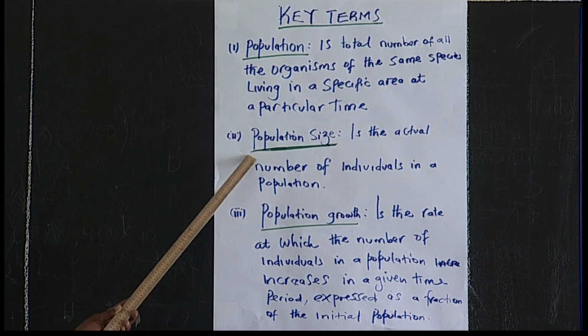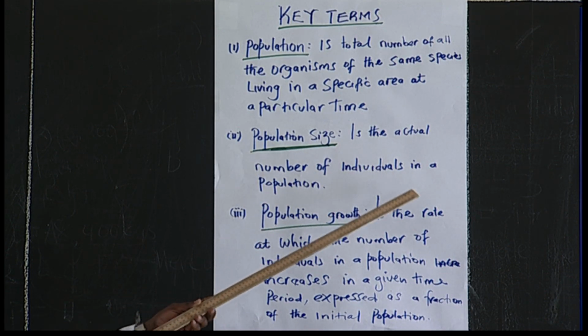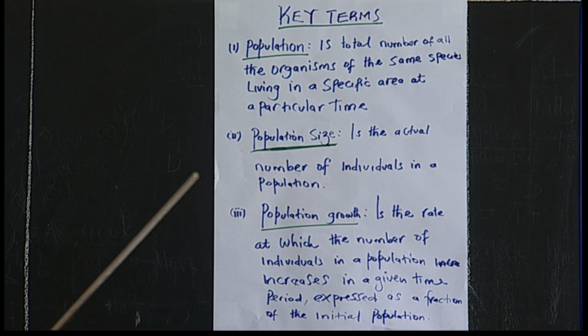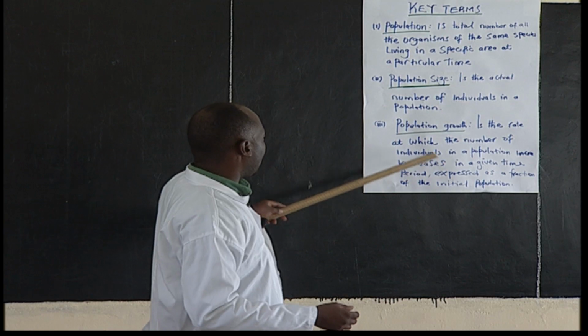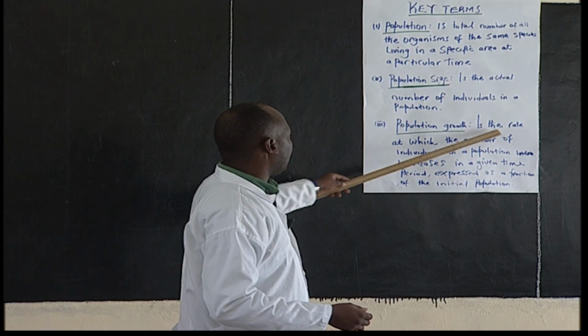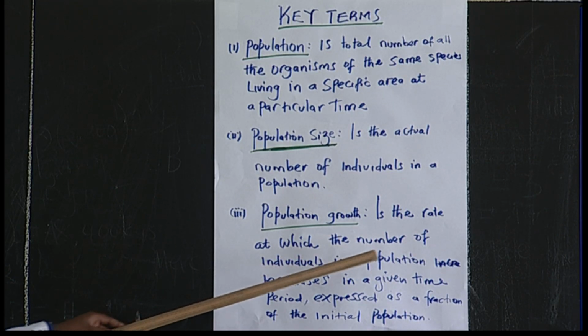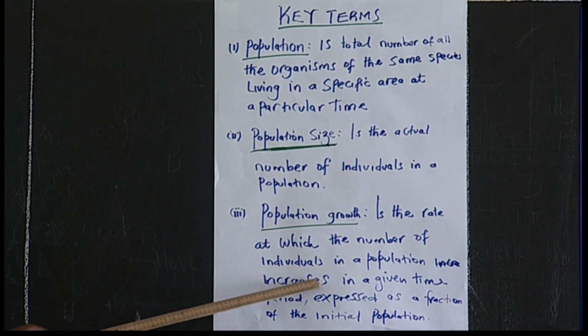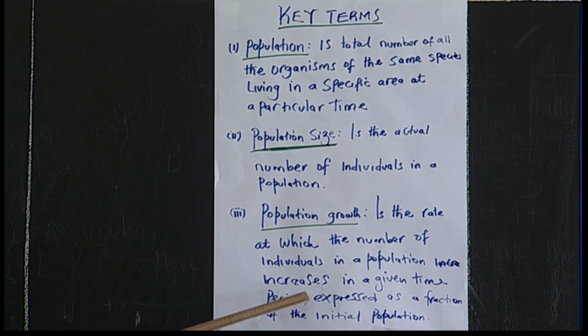Number 2, population size: the actual number of individuals in a population is referred to as population size. We have another definition: population growth is the rate at which the number of individuals in a population increases in a given time period. In a given time period, the population can increase.